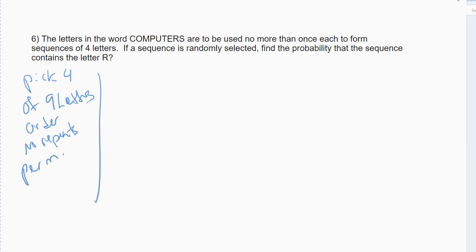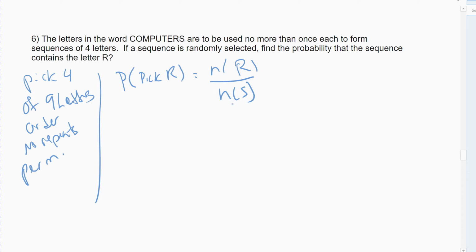Alright, so what are we actually looking for? Suppose a sequence is chosen at random, which just means it's randomly done. Every possible sequence could be selected. Find the probability the sequence contains the letter R. So we want to find the probability that we pick R. It's the number of ways to get R out of our universal.